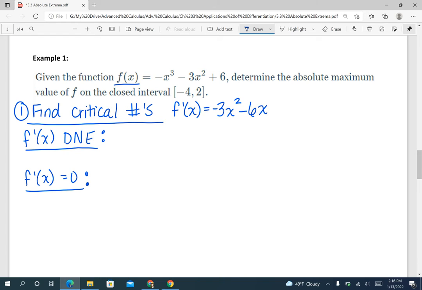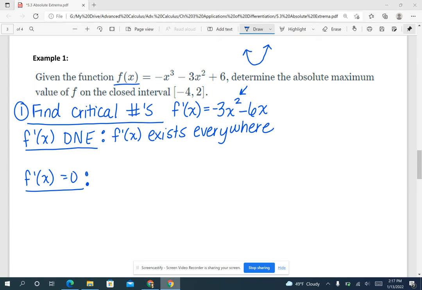Now, f prime is a parabola because that 2 tells me that I have a quadratic function. And parabolas exist everywhere. There are no holes or gaps in the derivative. So I would say that f prime exists everywhere. So there are no places on this function where the derivative would not exist. But now let's find out where the derivative would equal 0.